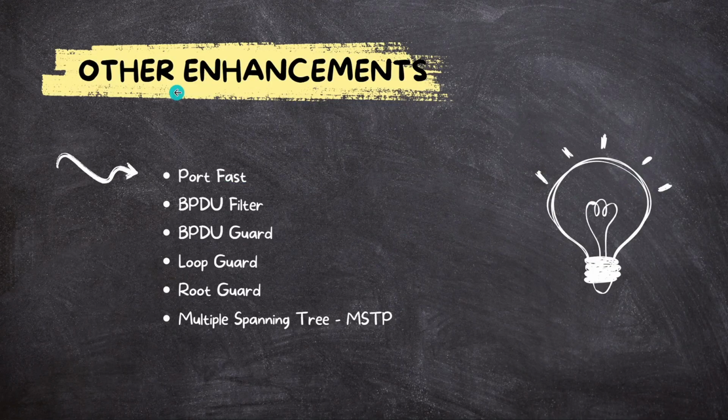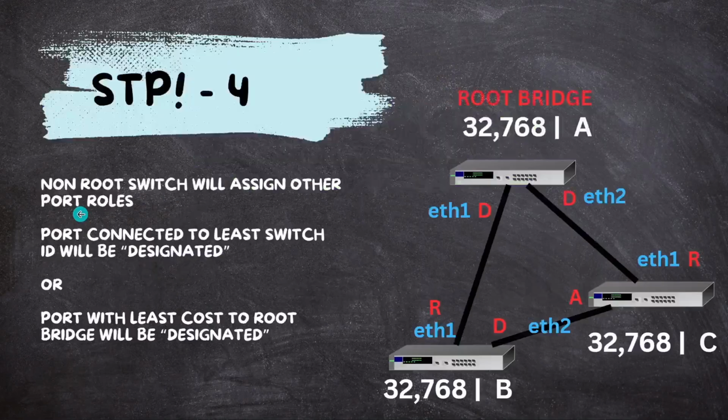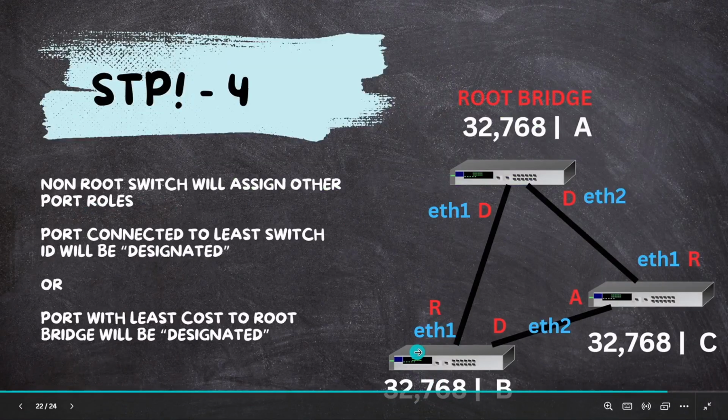These are known as other enhancements. So first is PortFast. Let's say this switch is connected to an end user, and that end user is idle, then the port will turn off. And if it starts sending some packets, then the port will turn on. So continuous flickering will be there. The port will turn on and off, turn on and off.